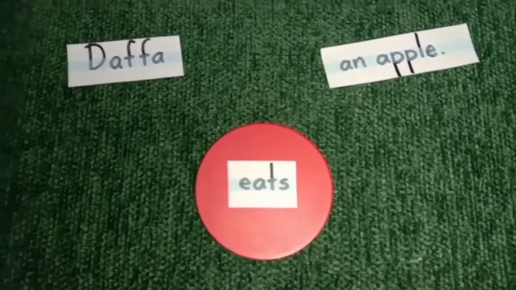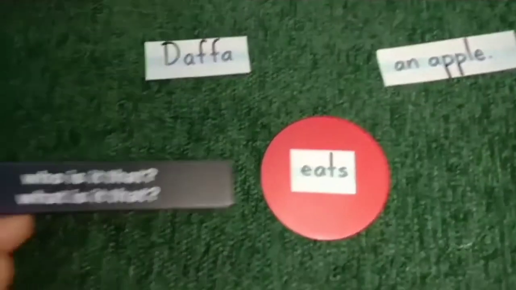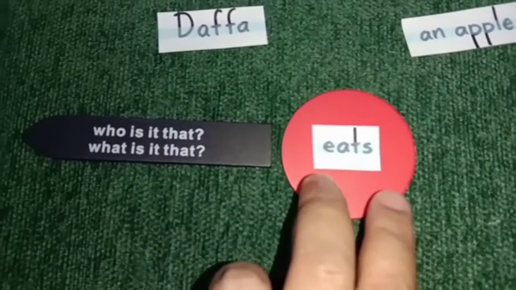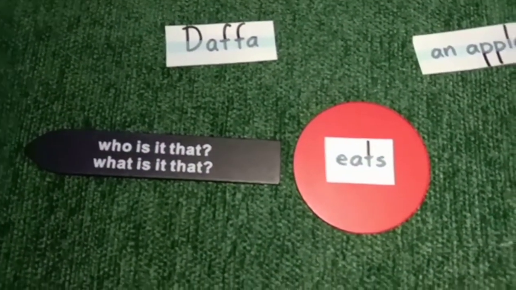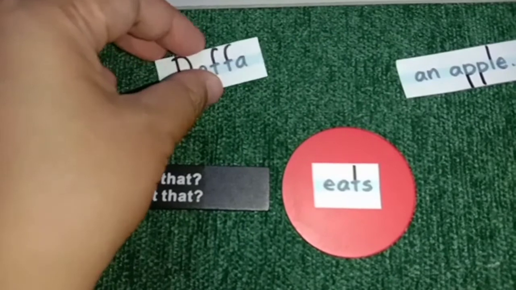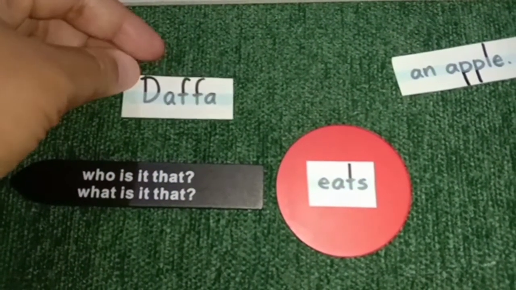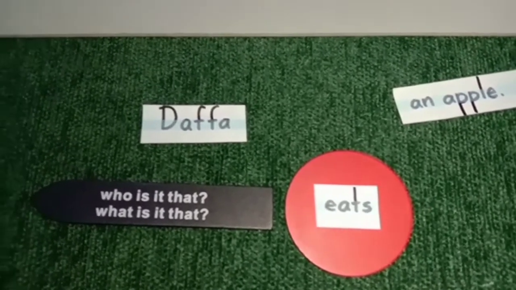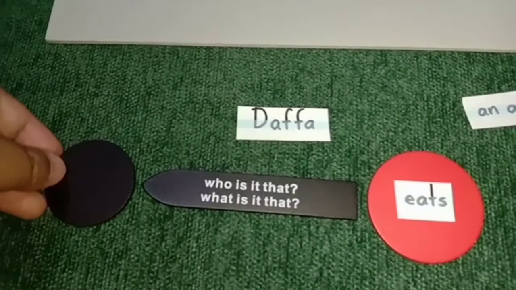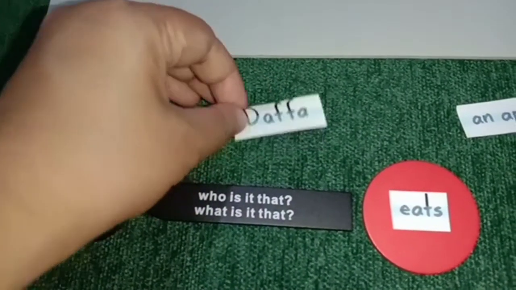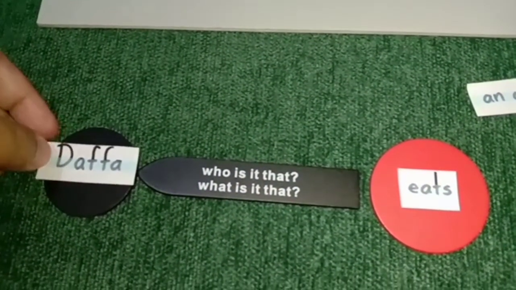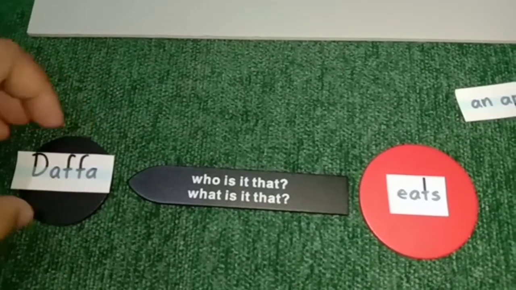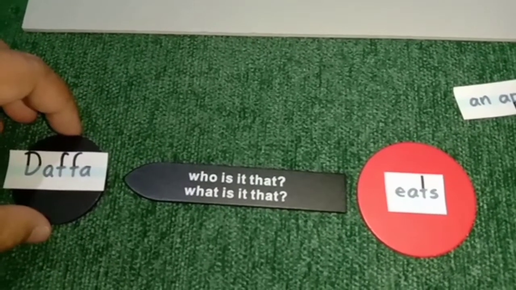Now I have a question. Look at this arrow here. Who is it that eats? Yes, you're right. Dafa. Do you still remember that Dafa? Which part of speech is Dafa? Yes, it's a noun.